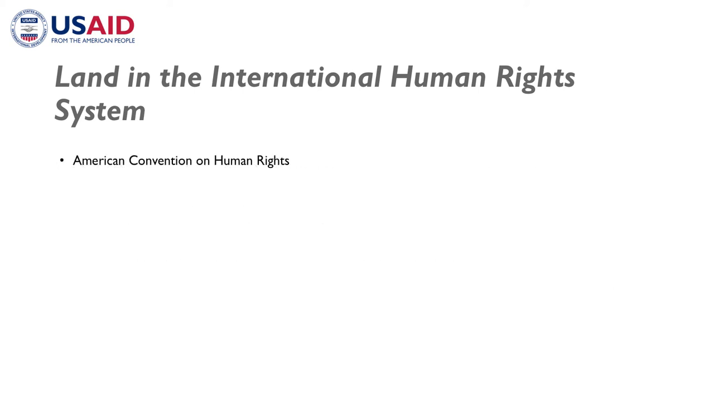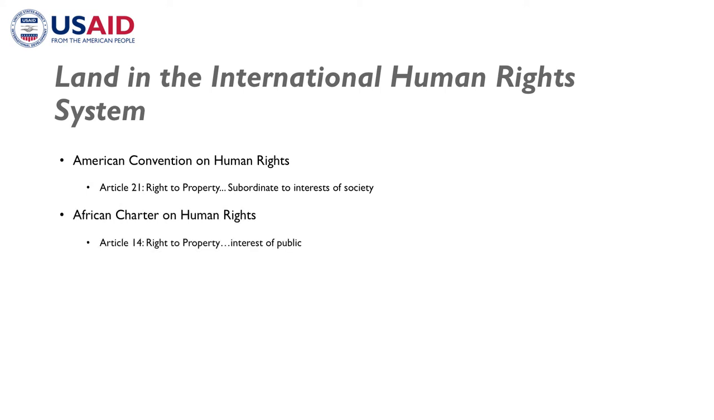Further examples of land in the international human rights system include the regional human rights bodies and charters. The American Convention provides in Article 21 the right to property. Everyone has the right to the use and enjoyment of his property. The law may subordinate such use and enjoyment to the interest of society. The African Charter provides in Article 14 that the right to property shall be guaranteed. It may only be encroached upon in the interest of public need or in the general interest of the community and in accordance with the provisions of appropriate laws.